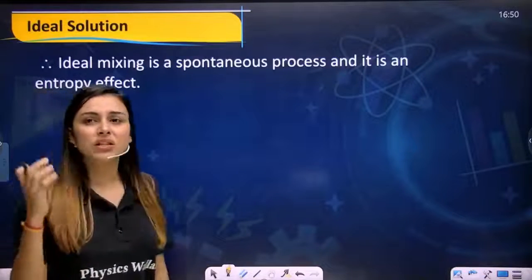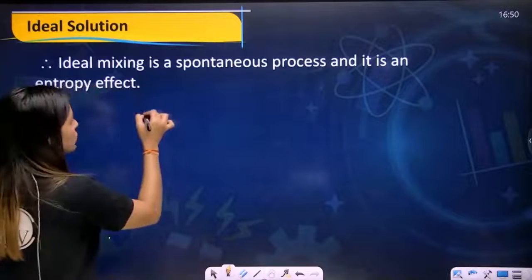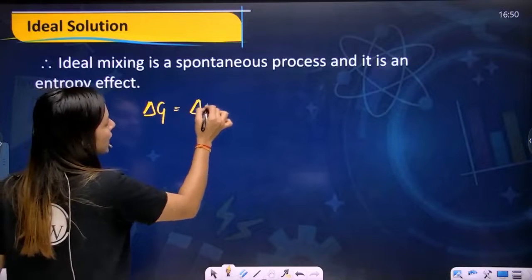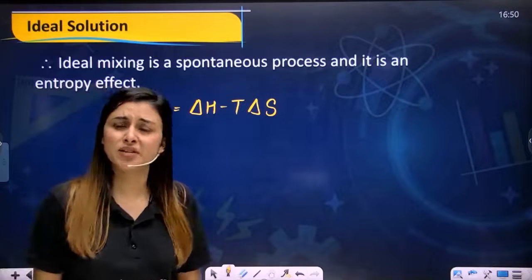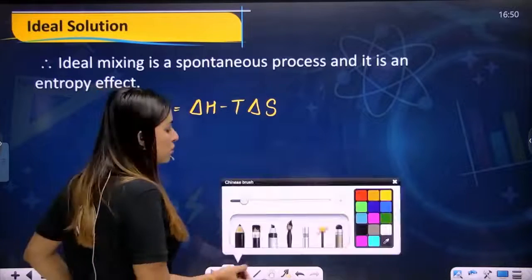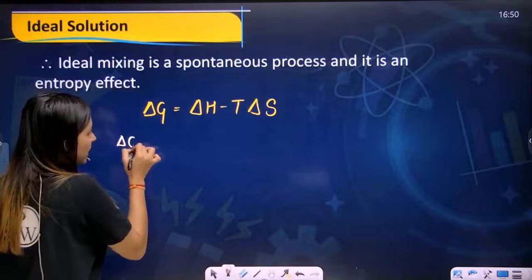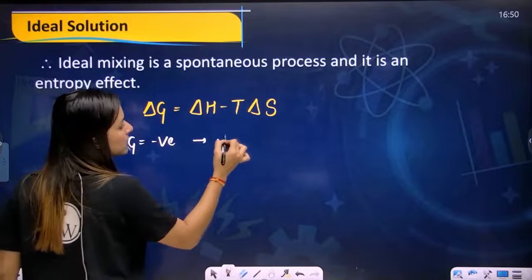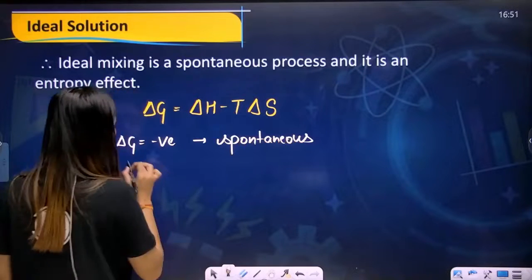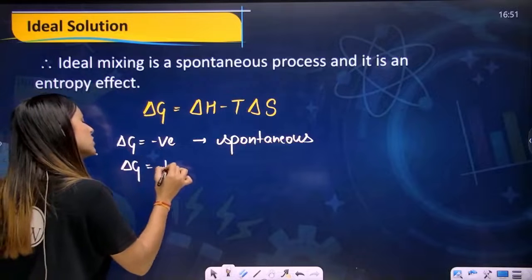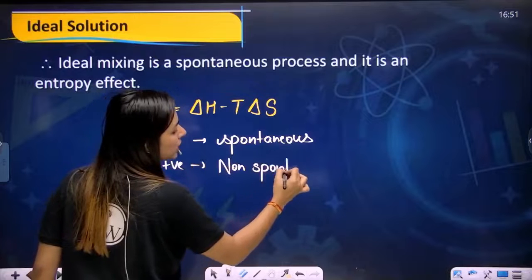Imagine you might have studied in your thermodynamics an expression which is given by delta G is equal to delta H minus T delta S. Okay, this is the expression that you have studied. Also, my dear students, I hope all of you remember, for a reaction to be spontaneous, if your delta G is negative, your reaction is spontaneous. And if your delta G is a positive value, it is a non-spontaneous process.